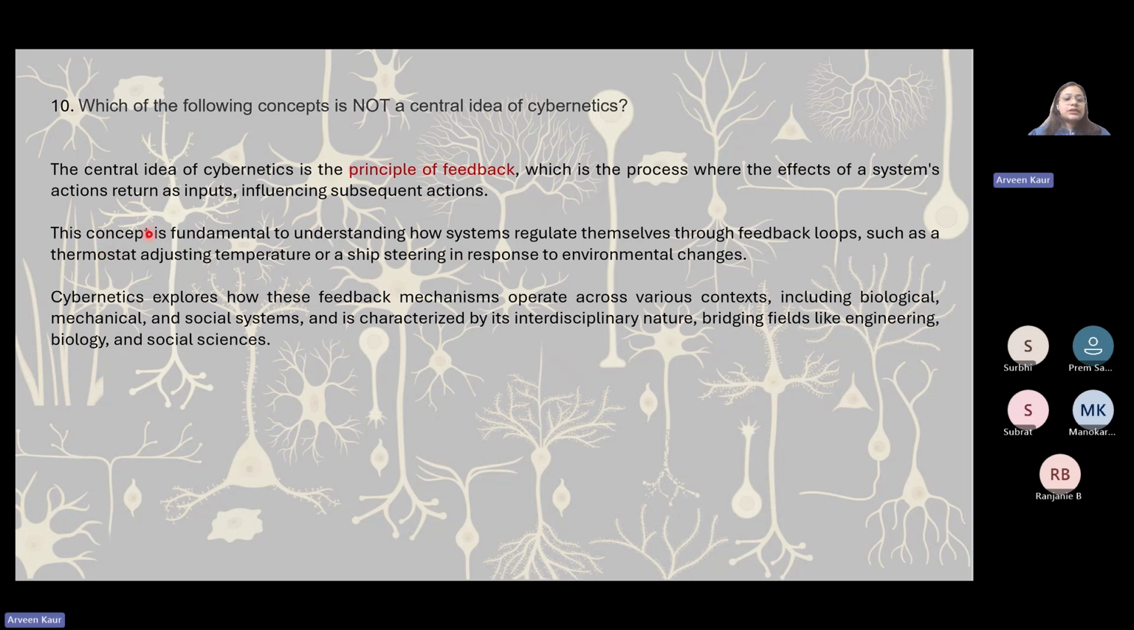Yeah, this concept is fundamental to understanding how systems regulate themselves through feedback loops, such as a thermostat adjusting temperature or a ship steering in response to environmental changes. Cybernetics explores how these feedback mechanisms operate across various contexts, including biological, mechanical, and social systems, and is characterized by its interdisciplinary nature, bridging fields like engineering, biology, and social sciences. Right?